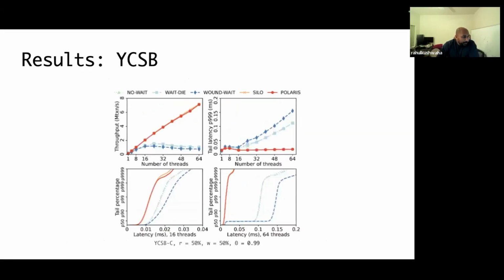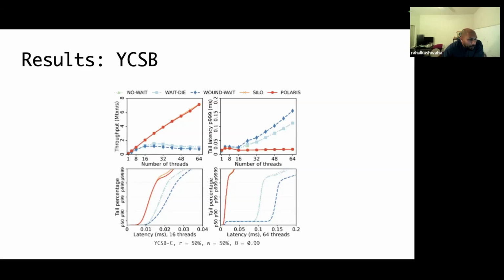Let's go over some other graphs. This is the graph where the workload is only read. So you can see there is no difference between Silo and Polaris. On the top left graph, we can see that on throughput, most of them match, right? Silo and Polaris are almost overlapping. And in tail latencies as well, as we increase the number of threads, they are almost the same.